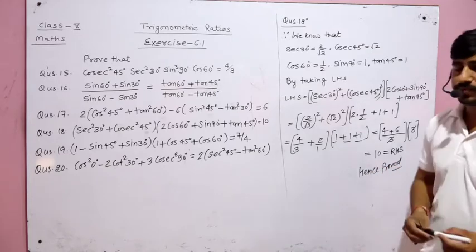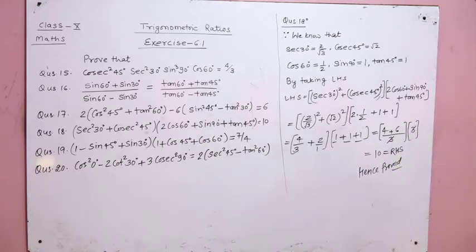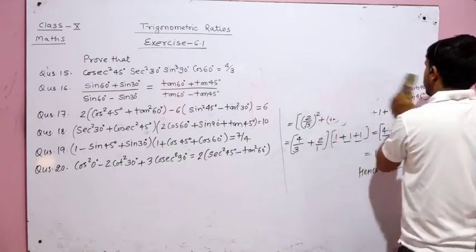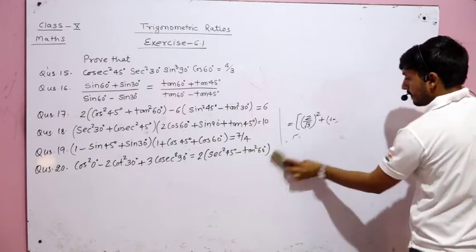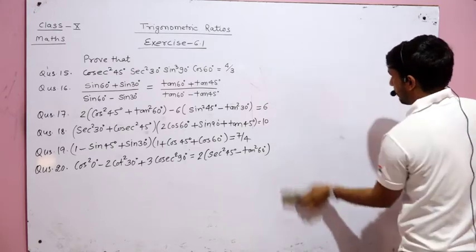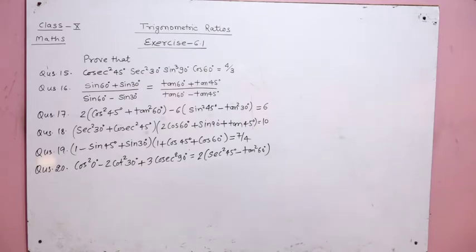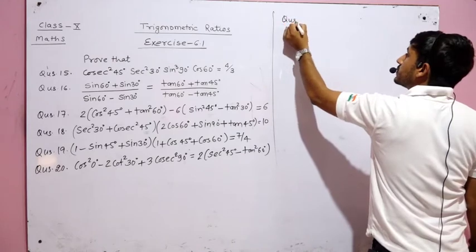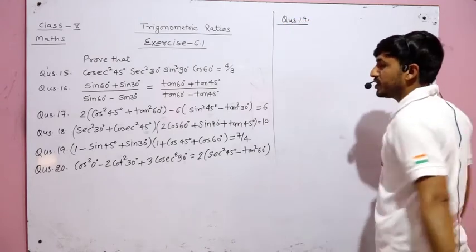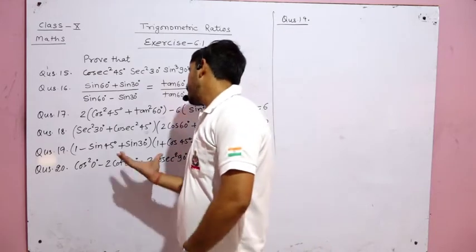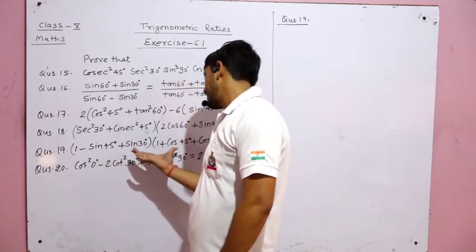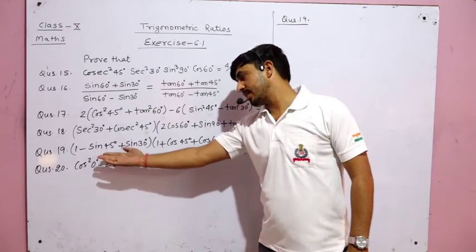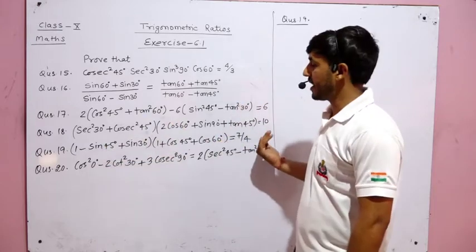You can write. Okay, question number 19. First you have to see, we have to prove this side taken as LHS equal to this side as RHS. First we take the LHS and we have to prove the other side, RHS.